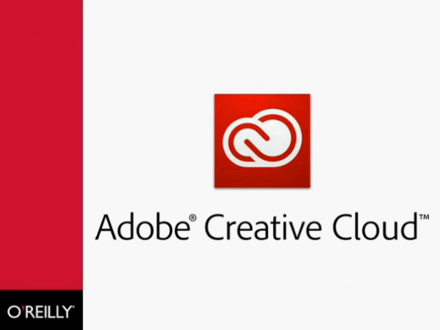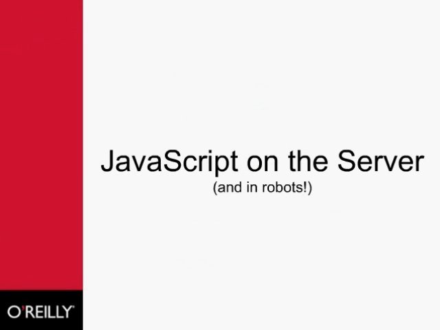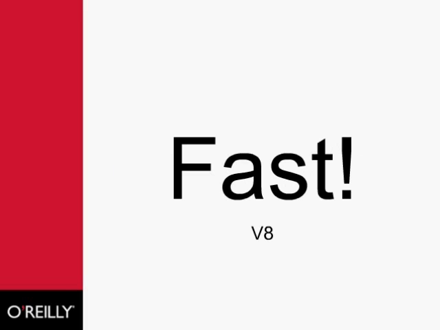So, what is Node? Well, Node is just JavaScript on the server, basically, and in robots. It's just breaking JavaScript out of the browser. It's built on the V8 engine, which means it's really fast because V8 has been highly optimized in the Chrome browser.